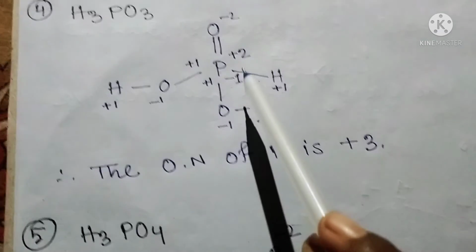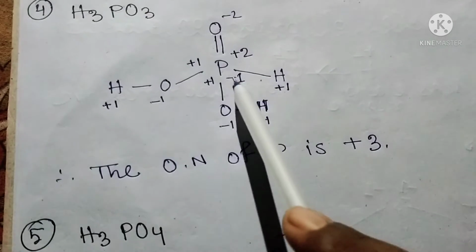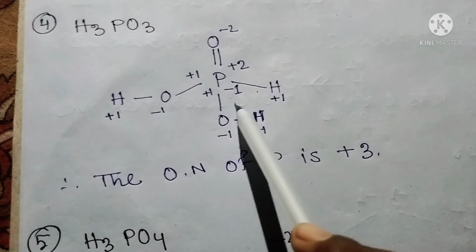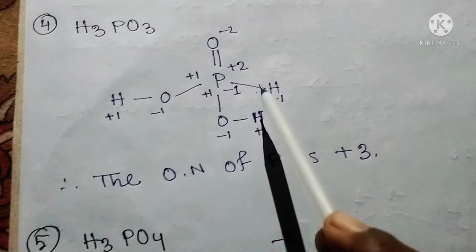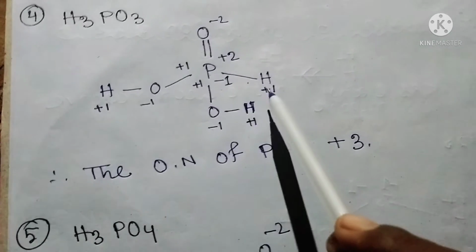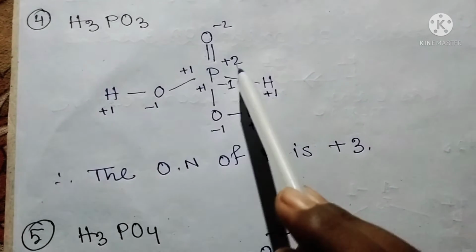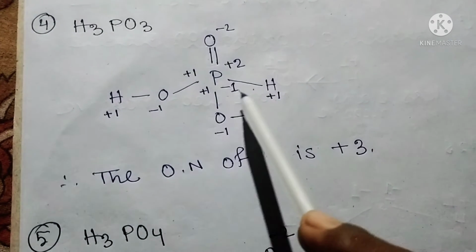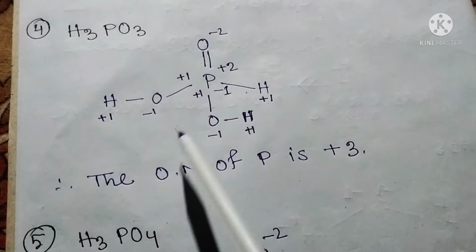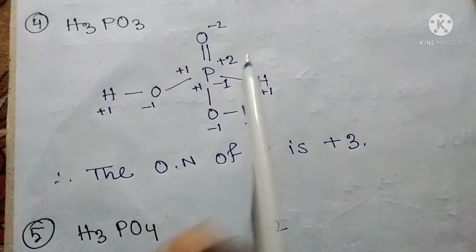Now let's see students, between these two, phosphorus and hydrogen, phosphorus is more electronegative than hydrogen. So we get here a negative 1 charge and here positive 1 charge. So in this phosphorus we get plus 2, plus 1, plus 1, minus 1, so equal to plus 3. So the oxidation number of phosphorus is plus 3.